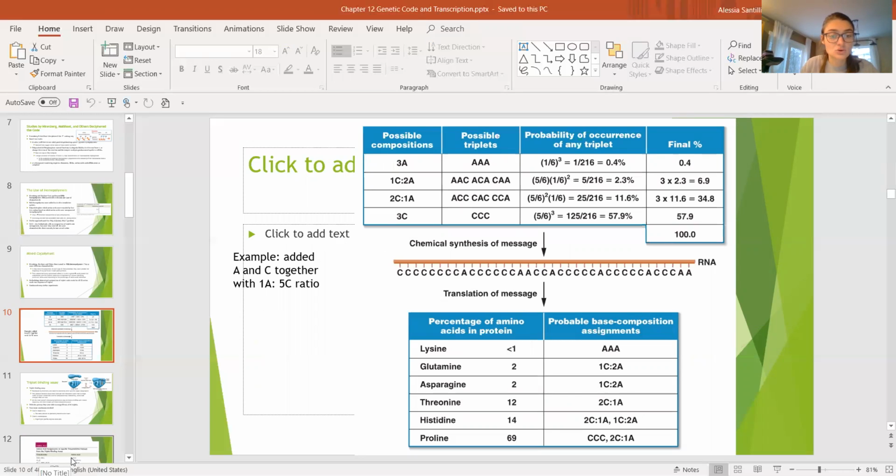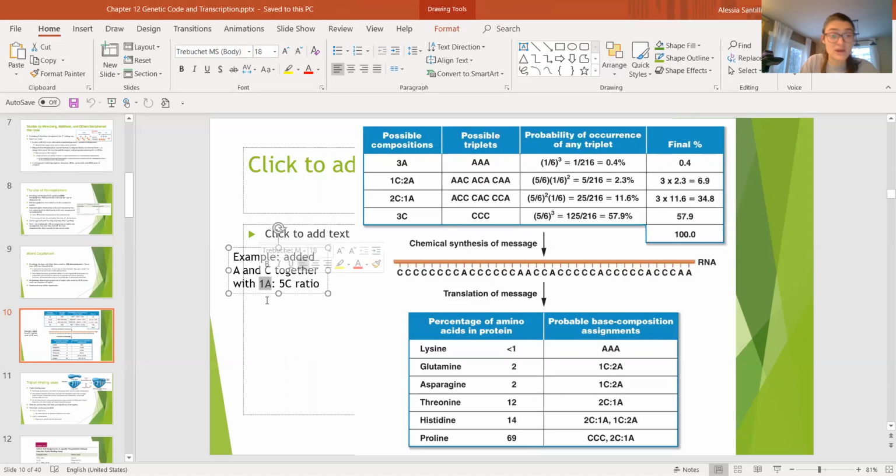So what they did was, in this example right here, they added adenine and cytosine, but they added one adenine to every 5 cytosines. So basically there was a 1 in 6 chance that adenine was going to be incorporated, and a 5 in 6 chance that cytosine was going to be incorporated.